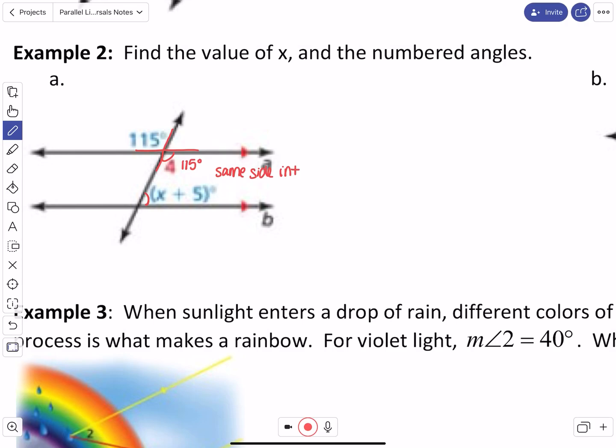So I know that 115 plus x plus 5 equals 180 degrees. So now I can just solve for x. 115 plus 5 equals 120, plus x equals 180. If I subtract 120 from 180, x is going to be 60 degrees. So x is 60, and I have found my angles. Of course, it wanted me to find angle 4, so I need to box that as well.